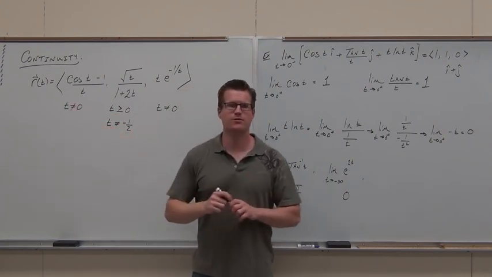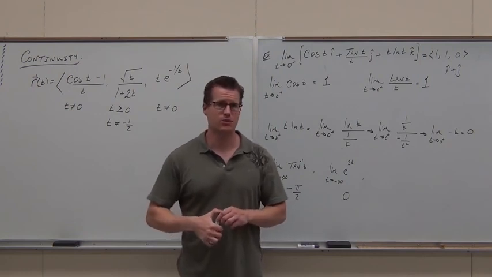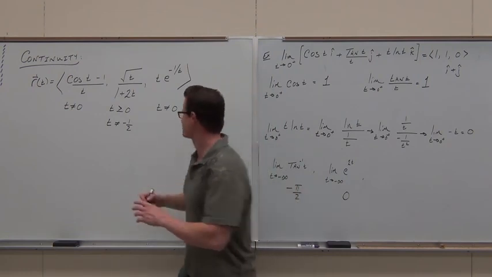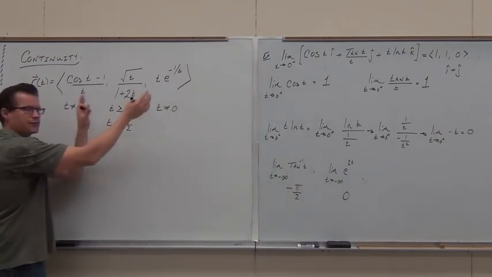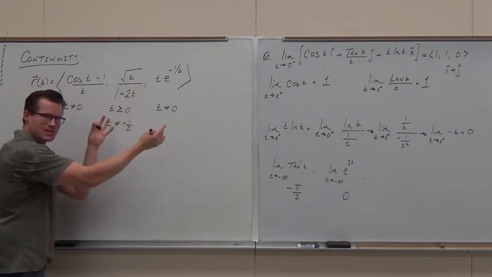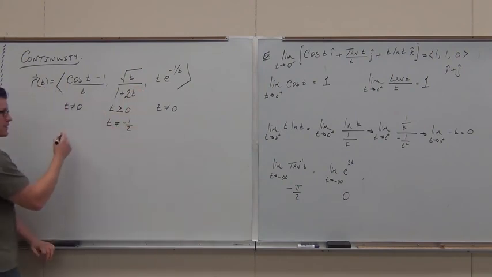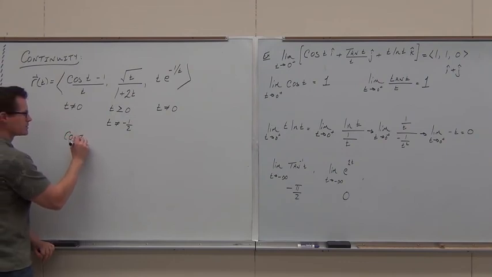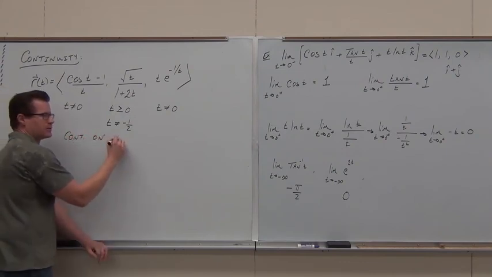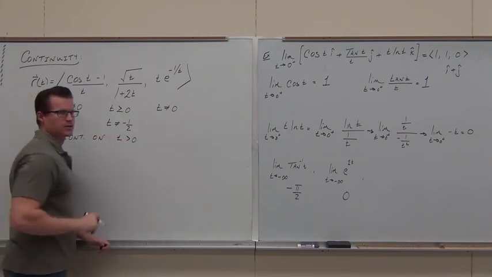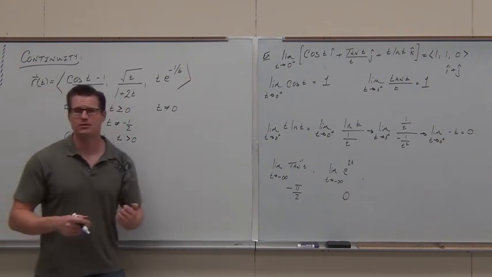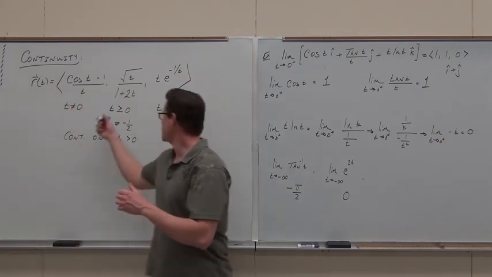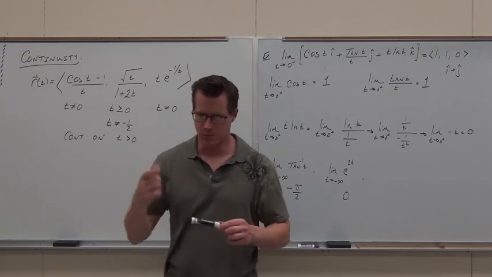Can you tell me where this function is defined and where it's continuous? Where is it continuous and defined? They have to all be defined at the same t. It's called the common domain. So I know it's defined and continuous on the interval t is strictly greater than 0. The negative 1/2 doesn't matter. It's not even in that most restrictive region of continuity.